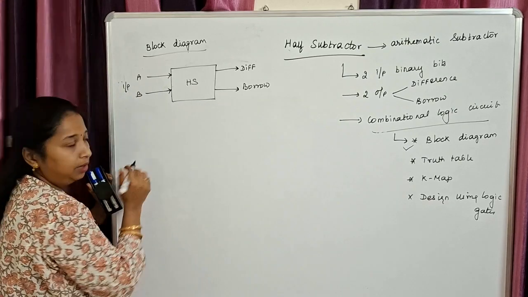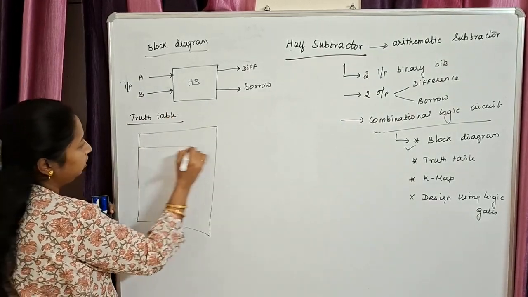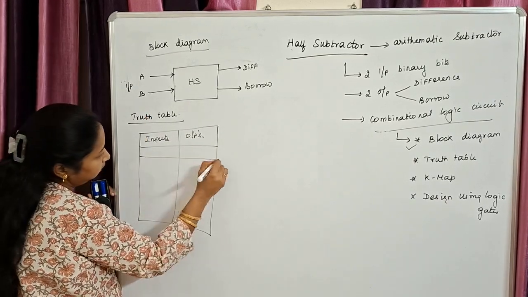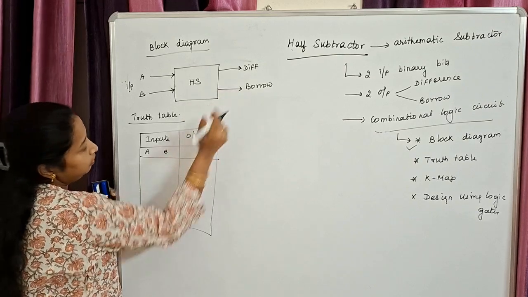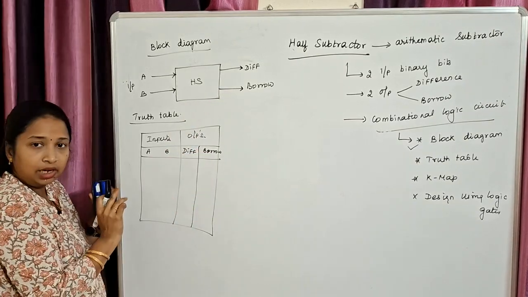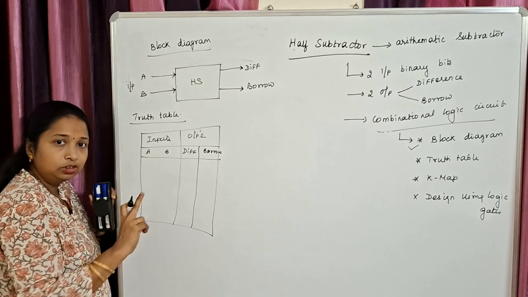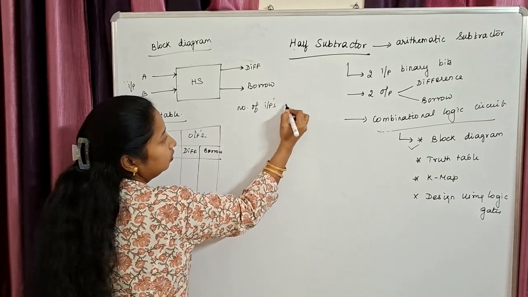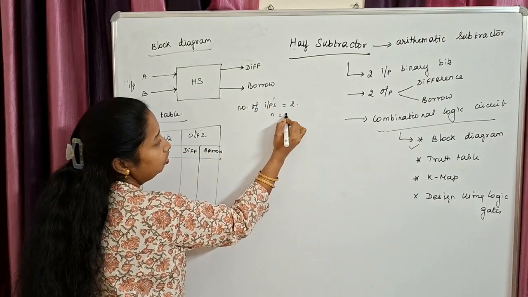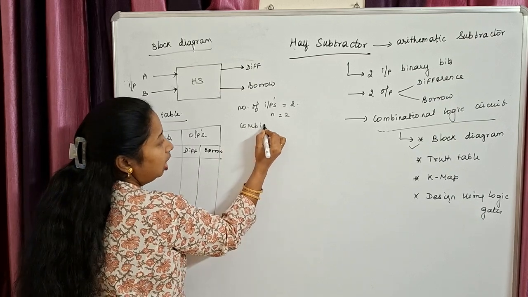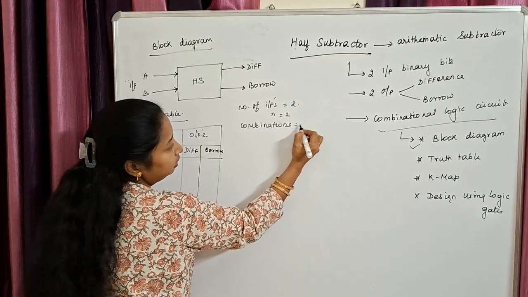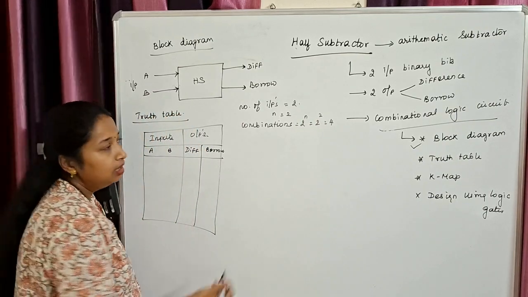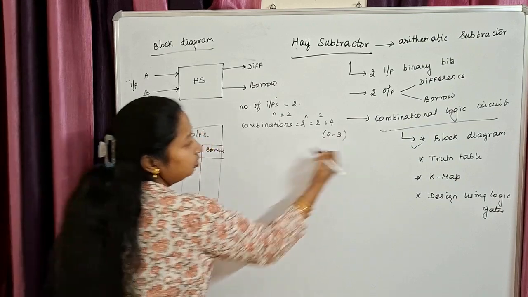I have to draw the truth table. For a truth table, what are my inputs? A and B are my inputs. And what are my outputs? Difference and borrow. Clear? How many inputs are there? I've got two inputs. So how many combinations will I be getting? If the number of inputs is n equal to 2, how do you find the number of combinations? The number of combinations is 2 power n, which is 2 power 2. This is equal to 4 combinations I'll be getting. That is, it varies from 0 to 3.